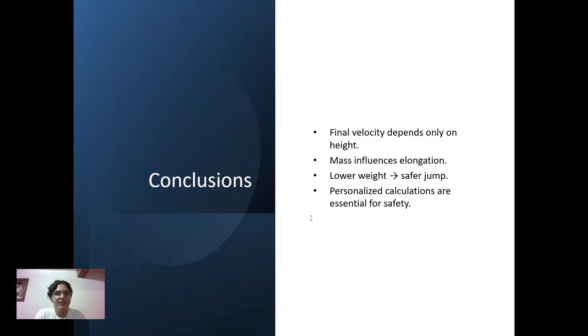In conclusion, the final velocity at the end of the free fall depends only on the rope length, not on the mass of the jumper. However, the elongation of the rope depends directly on the mass. This shows why personalized calculations are essential. A lighter jumper will experience less stress on the rope and therefore a safer jump. This case study proves how mathematics can help ensure safety in extreme sports like bungee jumping.